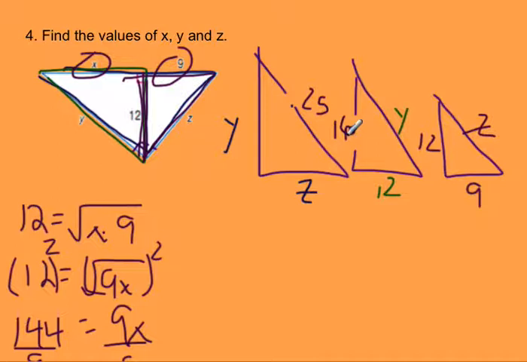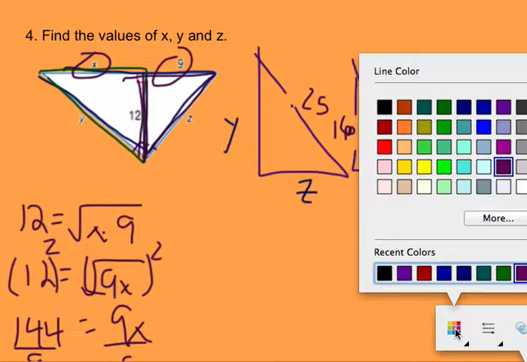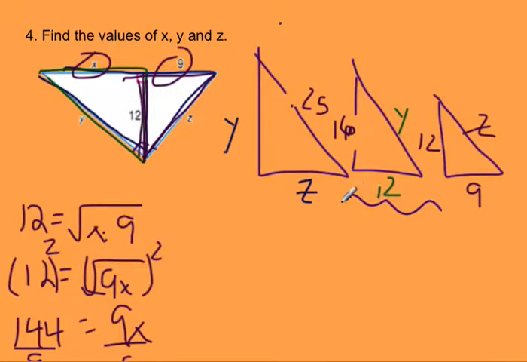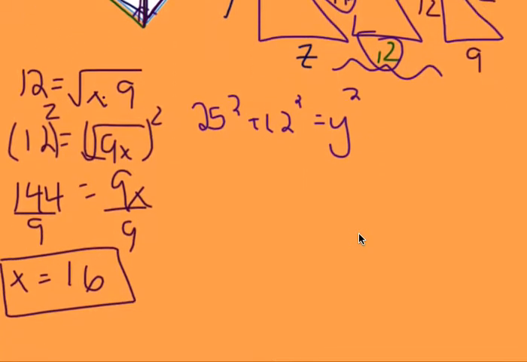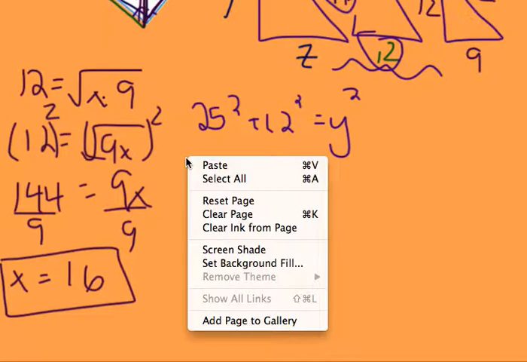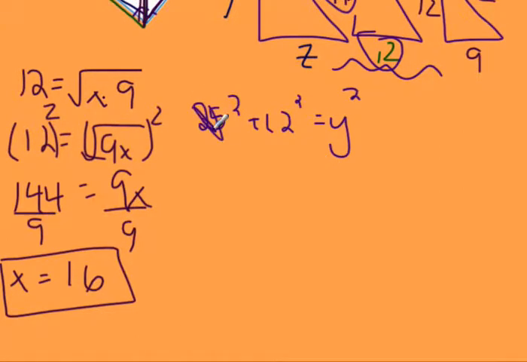So let's take a look at y to start off with. So I notice that this triangle right here, I have both legs and y is the hypotenuse. So that means I can use the Pythagorean theorem. So 25 squared plus 12 squared is equal to y squared. So 25 squared is going to give me 25 squared. Oops, that should be 16, because that's the leg.